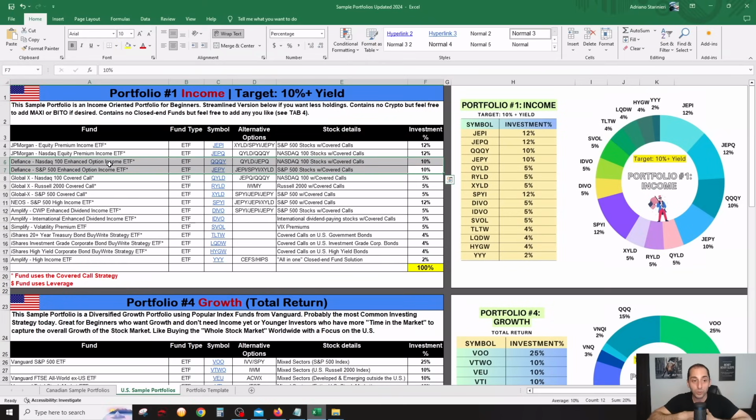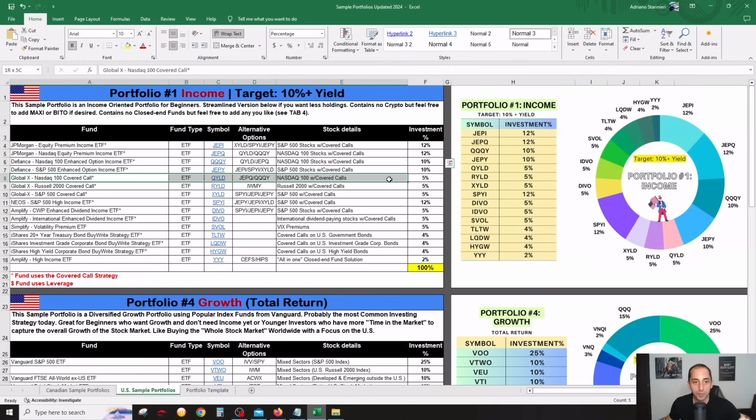Those are just for the record. These are the ones I own. These are probably my favorite S&P 500 and NASDAQ 100 options ETFs, income ETFs out there. Really awesome. So 10% each of those. I kept JEPI and JEPQ the biggest options, I believe, just because they're very well known, JP Morgan, etc.